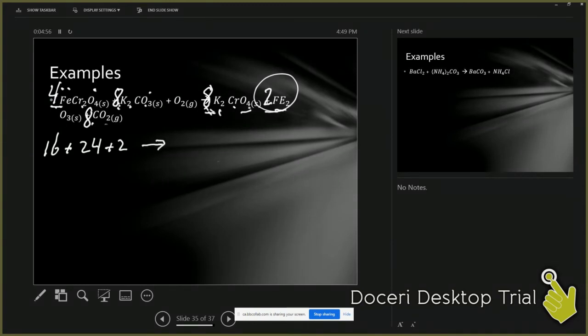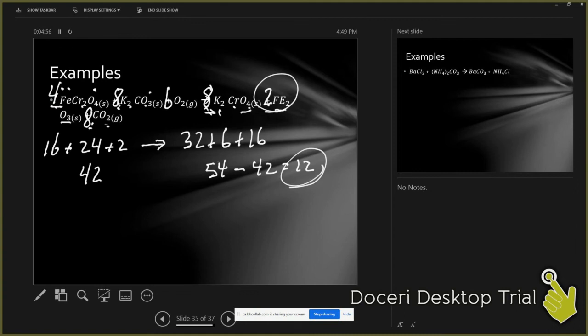And then on the other side, I have eight times four, which is 32, plus two times three, which is now six, plus eight times two, which is 16. So doing some quick math, that's 42 on this side, and 32 and six is 38, 48, 54 on this side. So 54 minus 42 equals 12. So that means I need six oxygens to balance this out. That means I put a six right there, and now everything should be copacetic. So let's have a look.